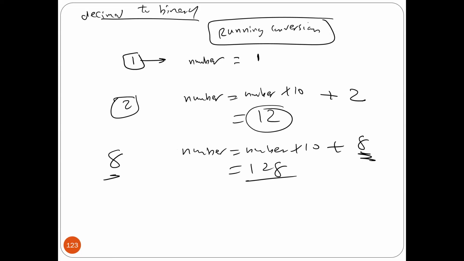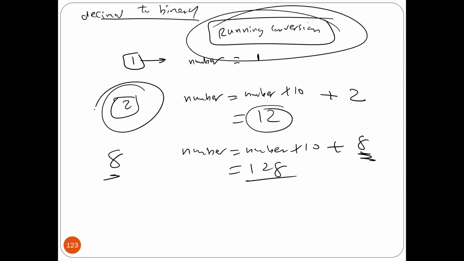So here I have two ways. Maybe that's easy in many cases. One way, if you already know the number, for example, I have 4 digits, 3 digits, you can multiply every digit by its weight and add everything together. Or you can do something like running conversion. The idea of the running conversion is every time I get a number, I'm going to multiply by 10 and then add the new number.